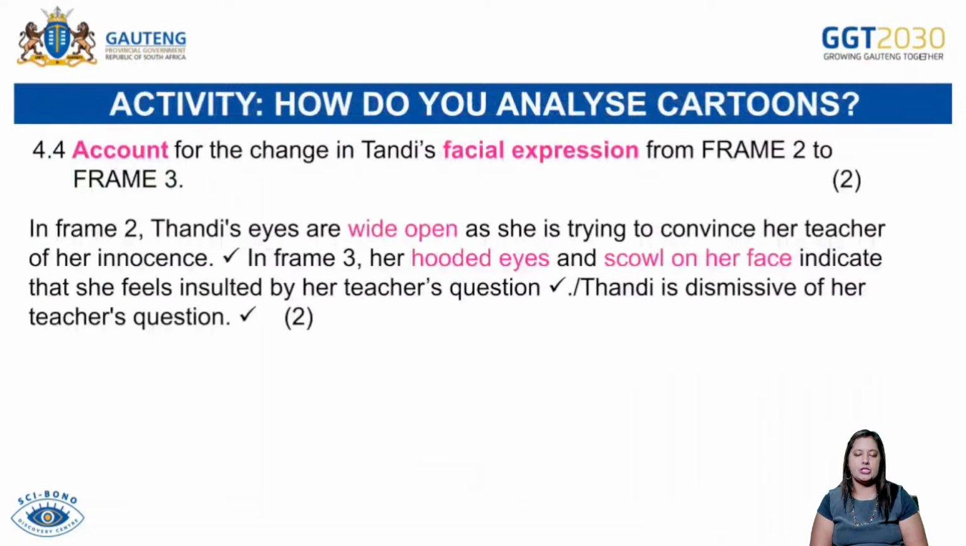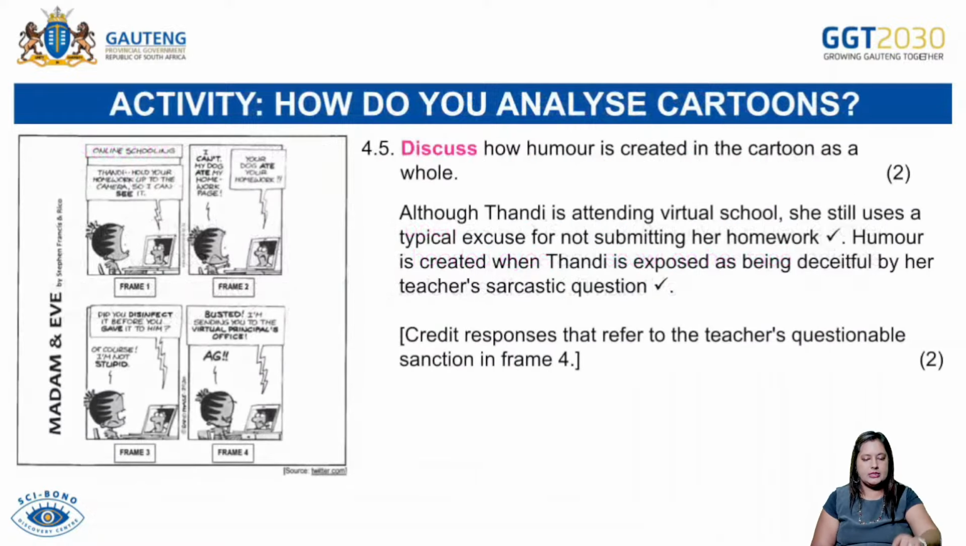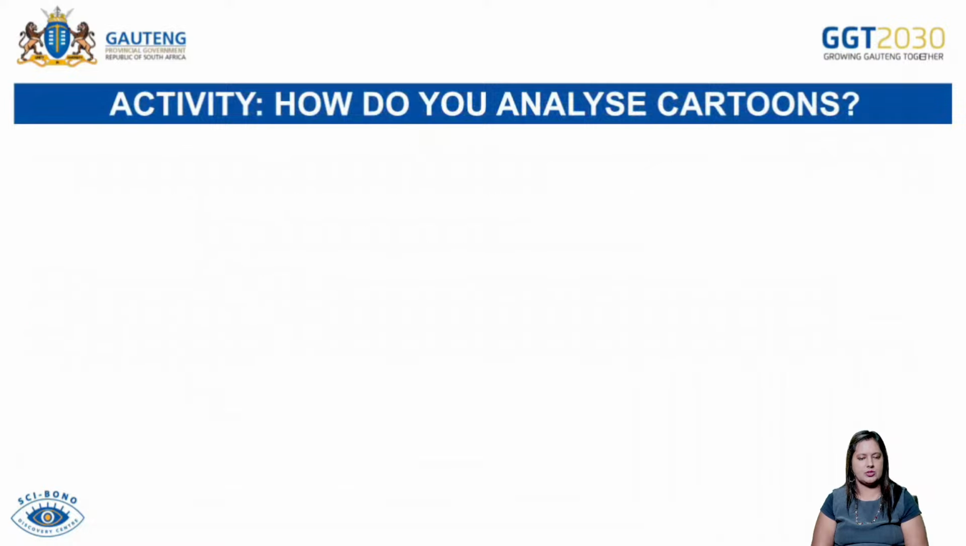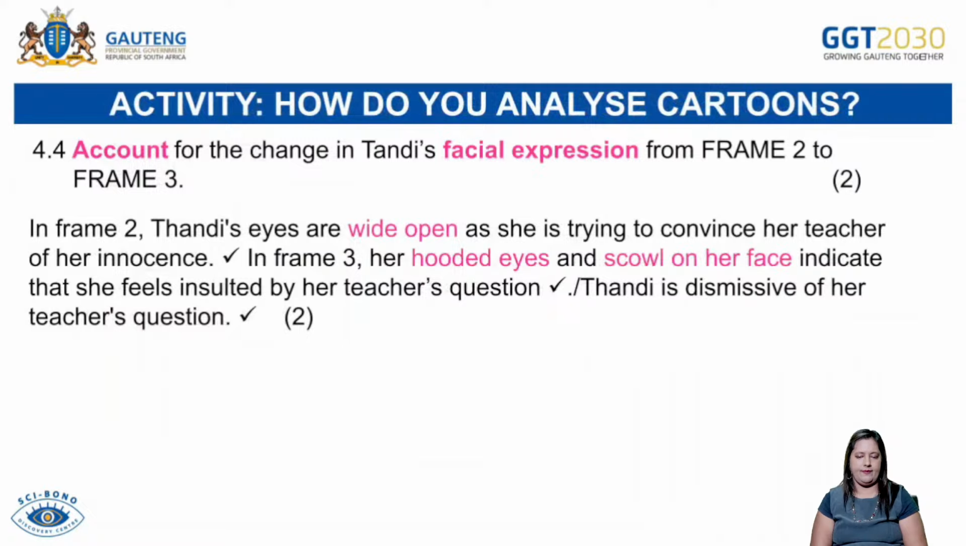The question asked was, account for the change in Tandi's facial expression from frame 2 to frame 3, and I've showcased that to you already. The answer read, Tandi's eyes are wide open as she's trying to convince her teacher of her innocence. In frame 3, her hooded eyes and scowl on her face indicate that she feels insulted by her teacher's question. So that part where the teacher asked her, did you disinfect it before you gave it to him? Notice her hooded eyes there and that scowl look on her face. Right, and then the last part there, Tandi is dismissive of her teacher's question. That also will get 2 marks there for you.